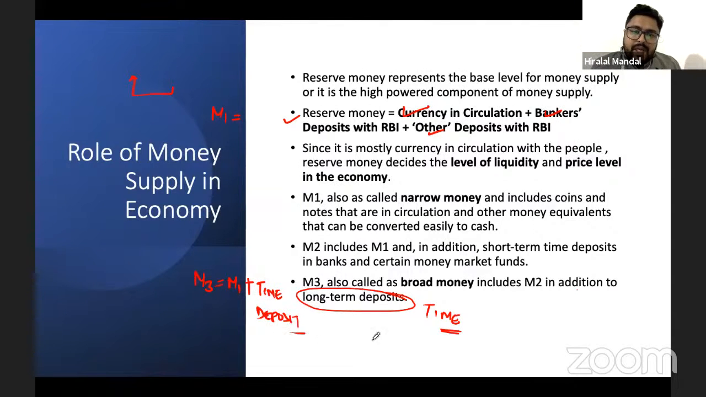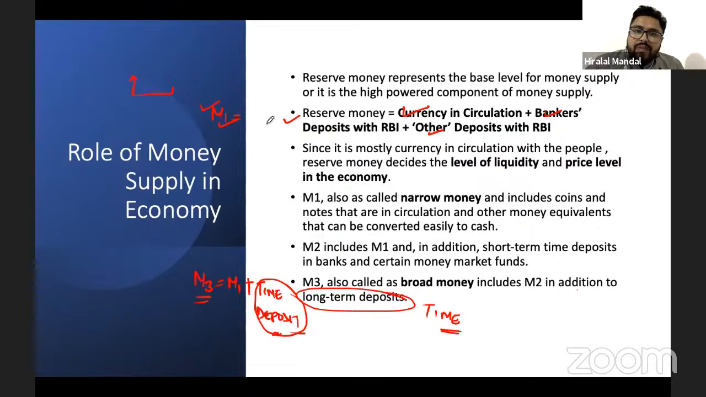So what does it mean? If M1 is increasing but M3 is not increasing at par with it, it shows that time deposits with banks are not increasing in the system, because this is the only difference between M1 and M3.